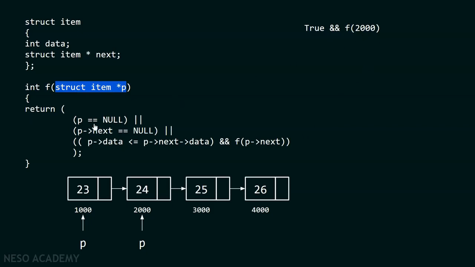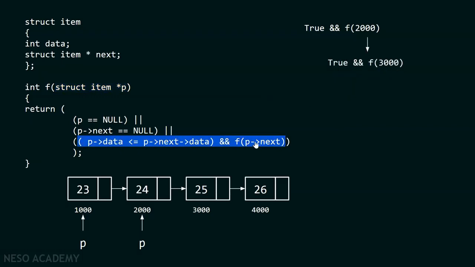Now we know again P is not equal to null, P next is not equal to null. Again we will evaluate this line of code. Here in this case we can see that P data is actually less than P next data. Again we can replace this line of code by true. So we can write true and with F3000.